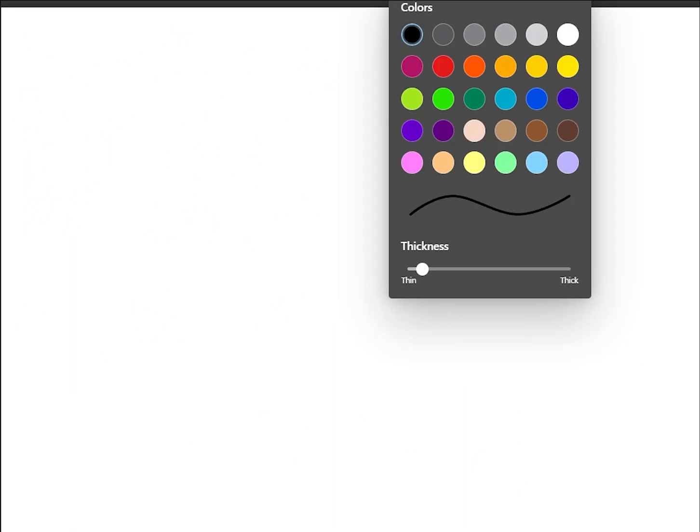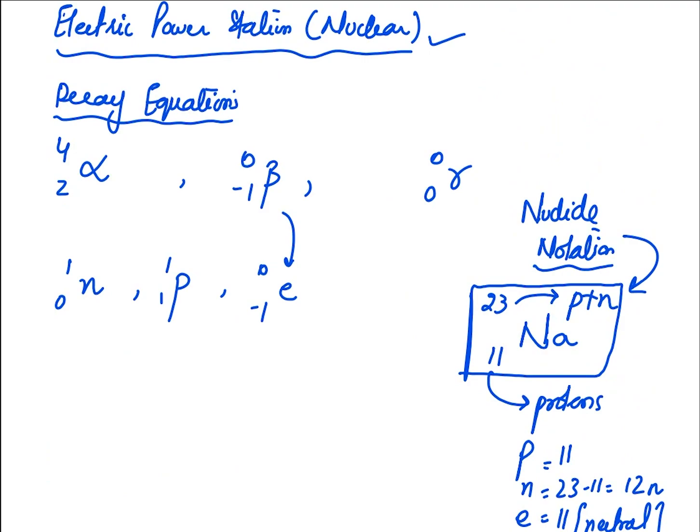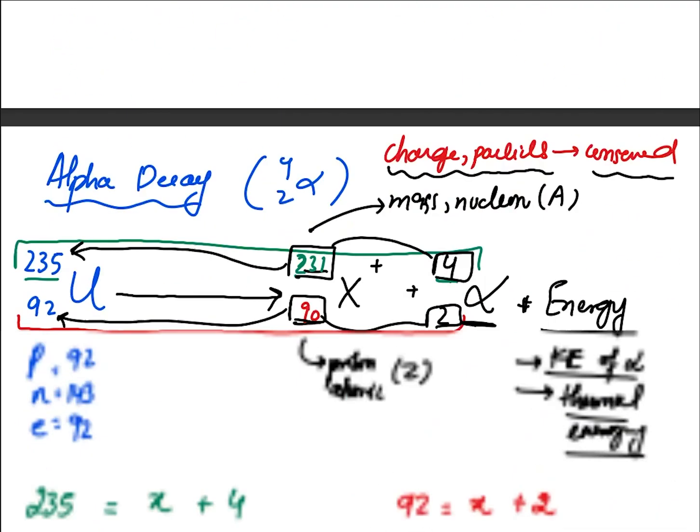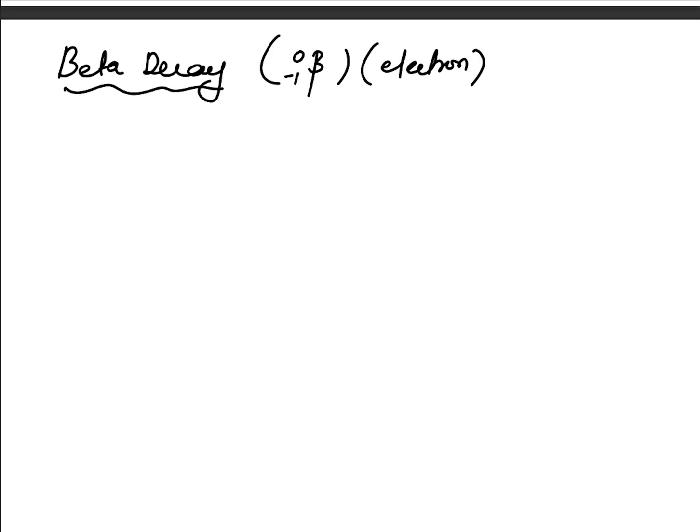Let's move towards beta decay. And for beta, we must remember that this is what beta looks like. 0 minus 1. So I'm going to take this generic example again. So first we did alpha decay. Now we're going to look at beta decay. So beta is 0 minus 1, right? And it is similar to an electron. The nature of beta particles is that it's similar to an electron.